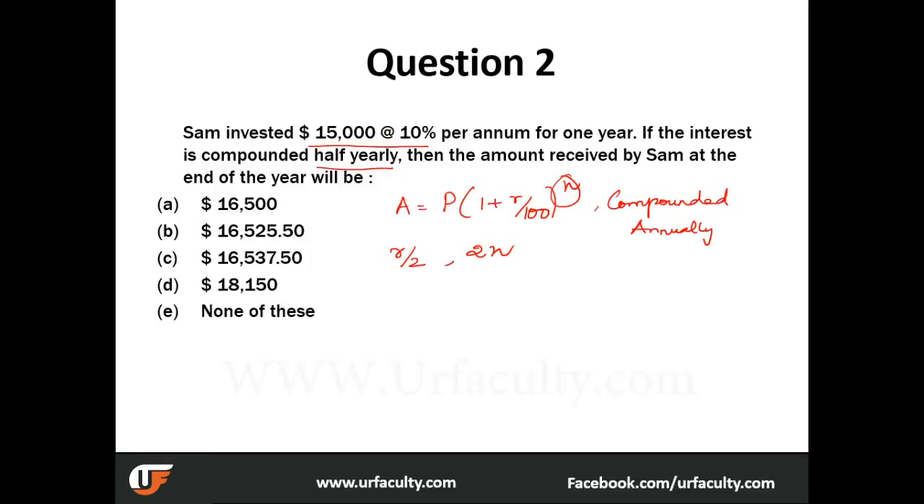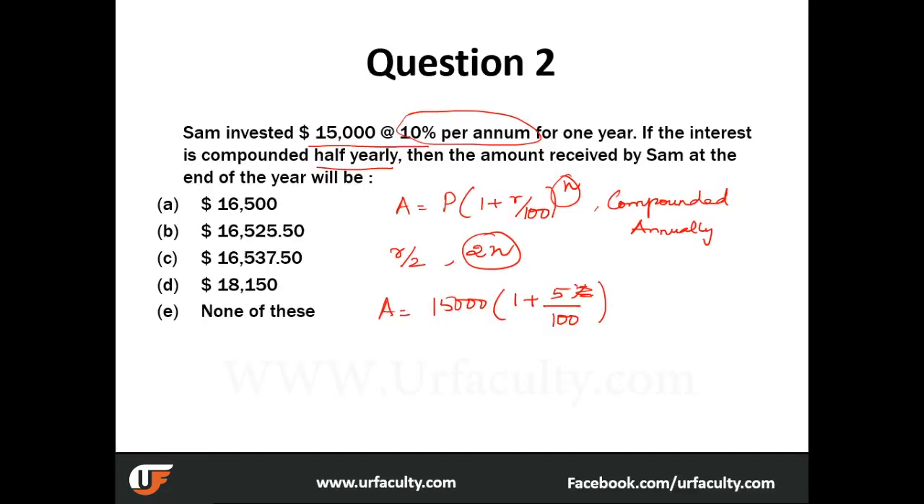So in a year it happens twice. So what is the amount that Sam will receive at the end of the year? A is equal to 15,000 into 1 plus R by 2, 10%. It will become 5% because it is 10% per annum, whereas we are doing it for half yearly. So it's 5% by, so I'll take out this percentage, and N.